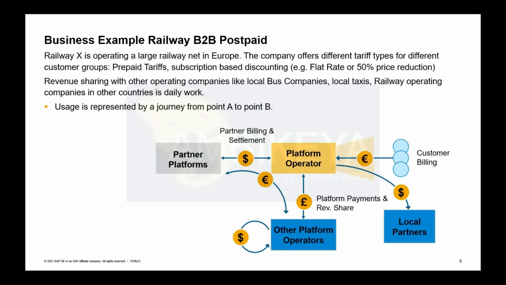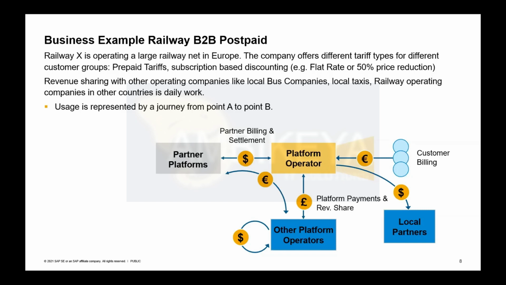So what is the background? Railway X is operating a large railway net in Europe, for example. The company offers different tariff types for different customer groups. They have prepaid tariffs, subscription-based discounting, and so on. It's important to have revenue sharing with other operating companies like local bus companies, local taxis, and other railway operating companies in other countries.